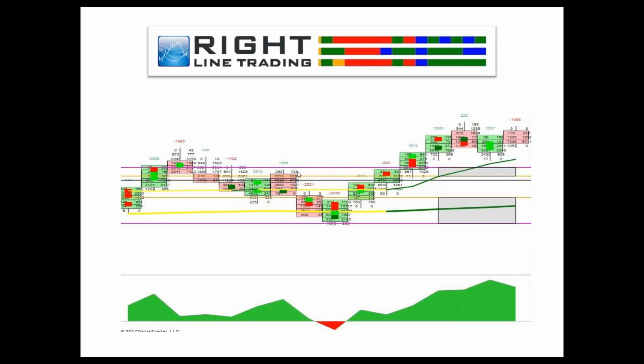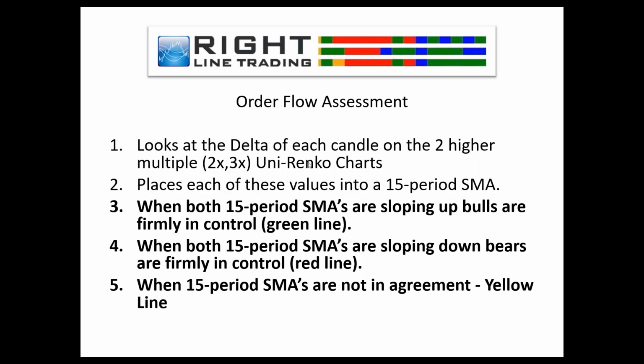The key is, how do we get rid of the outliers and just look at that one standard deviation's worth of data? And here's how we do it, and we do it really precisely. We look at the delta of each candle, first of all, on the two higher multiple charts. I put Uni-Renko, but it could be time or tick. If you're trading time, you're looking at a 3-minute.